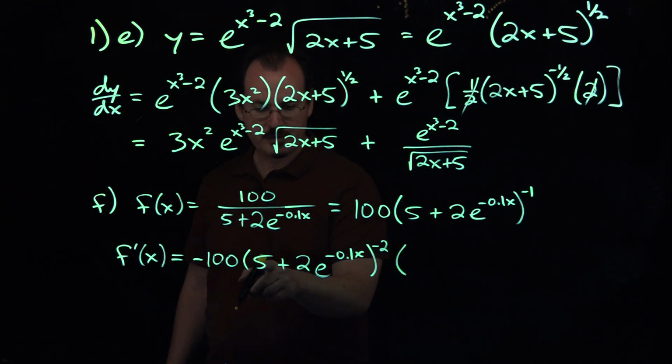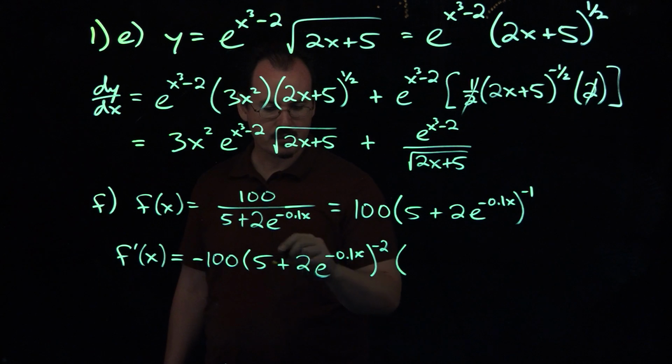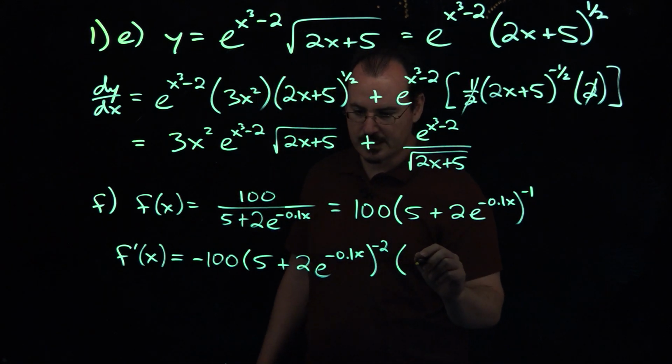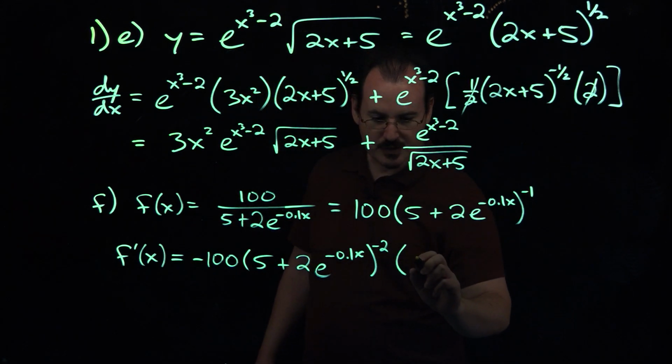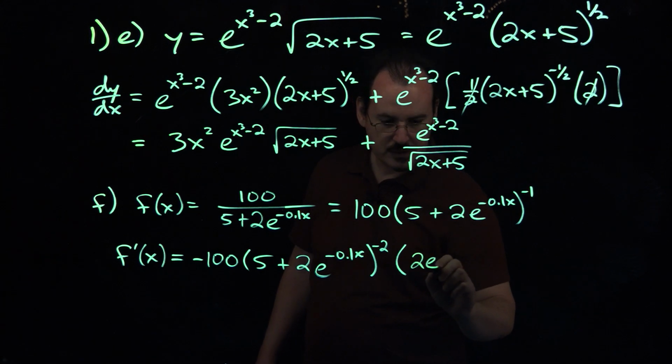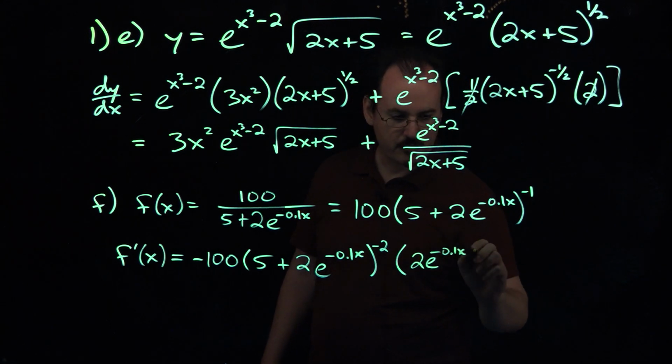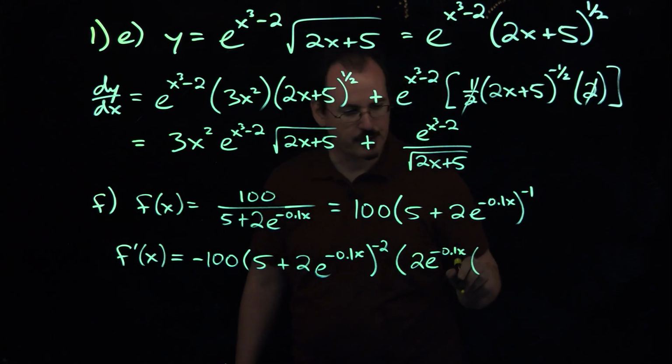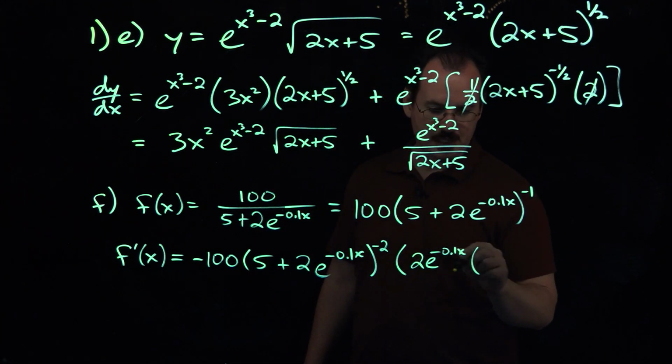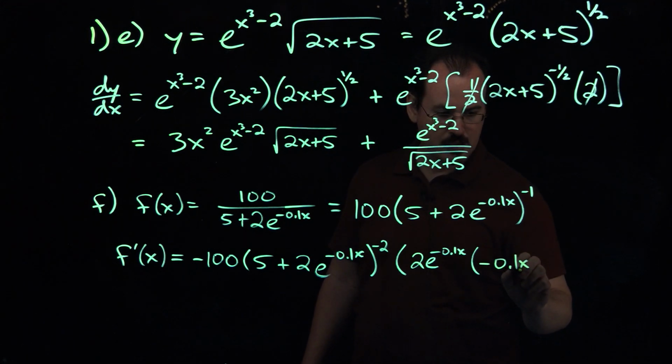Well, the derivative of 5 is 0. Here we've got an exponential function, so we use the rule to take that kind of derivative. So basically we just copy the function first, 2e to the minus 0.1x, and then we multiply by the derivative of what's up there in the exponent. Well, that's just a constant times x, so its derivative is just the constant, so we're going to get 0.1x.